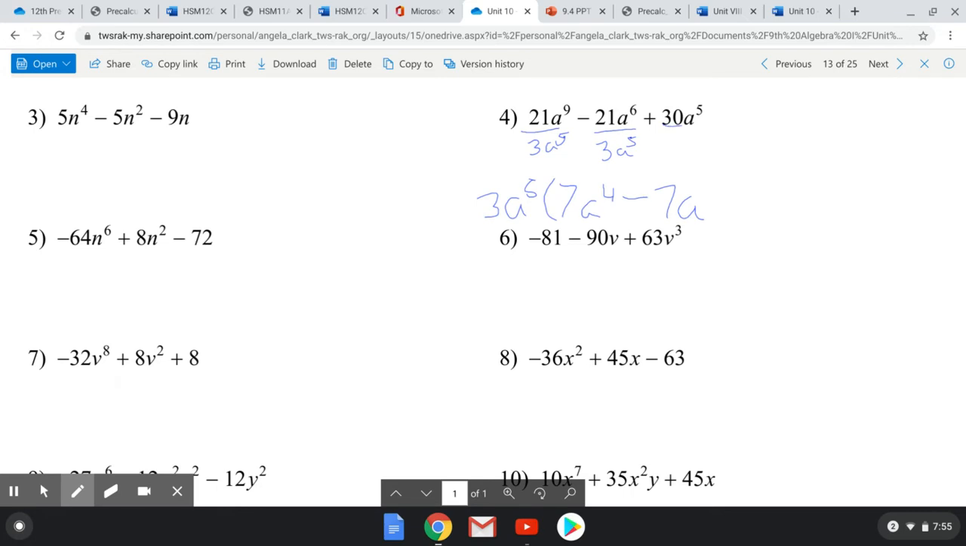Plus, I'm going to have the same thing here divided by 3a to the 5th. So plus 30 divided by 3 is 10. A to the 5th divided by a to the 5th is just 1. Those cancel each other out, so I don't have any a there. So this is what my final answer should look like.